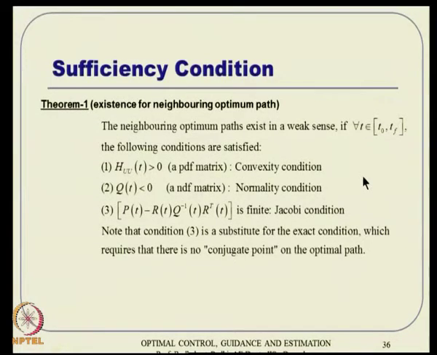So, theorem 1 tells something like this: the existence of a neighboring optimum path. These are the conditions. The neighboring optimum path exists in the weak sense from T naught to T f if the following conditions are satisfied. The second derivative of the Hamiltonian with respect to u, del square H by del u square, is guaranteed to be a positive definite matrix all the time. That is called the convexity condition. And then Q has to be a negative definite matrix. That is called the normality condition.